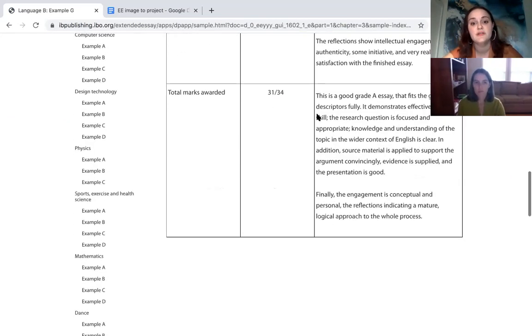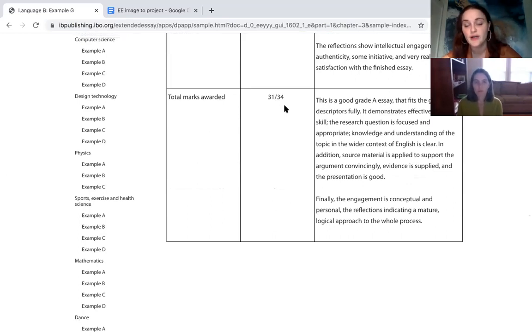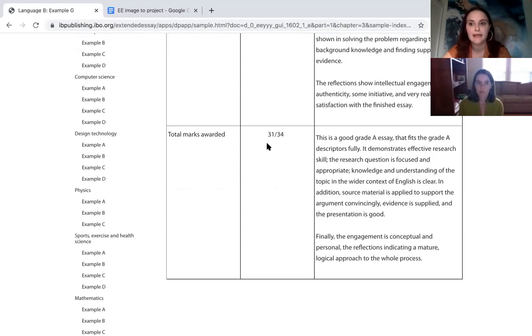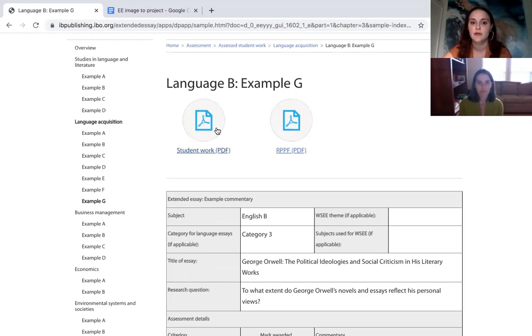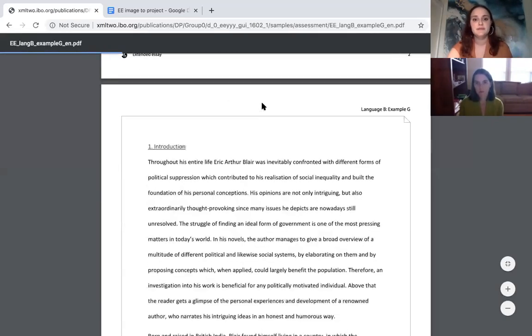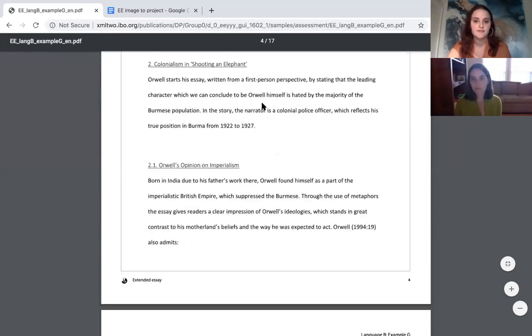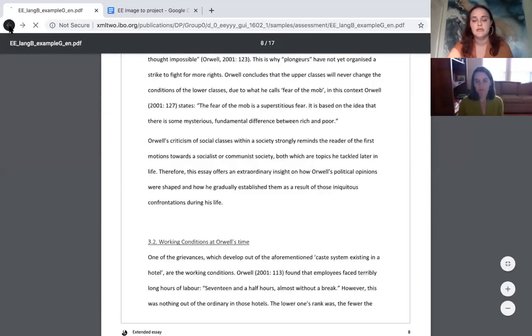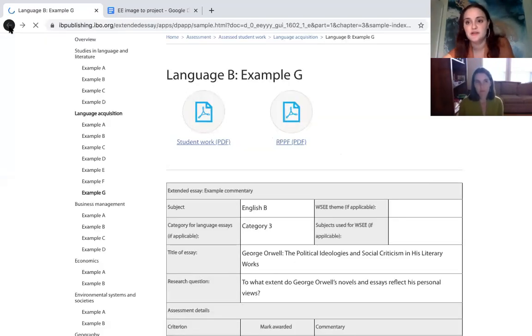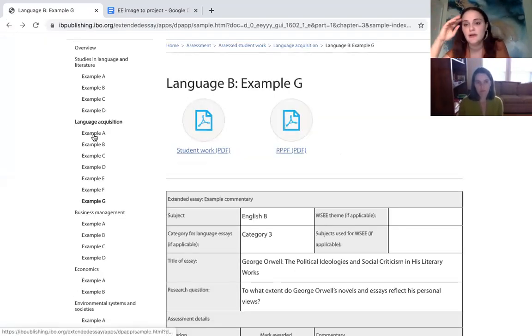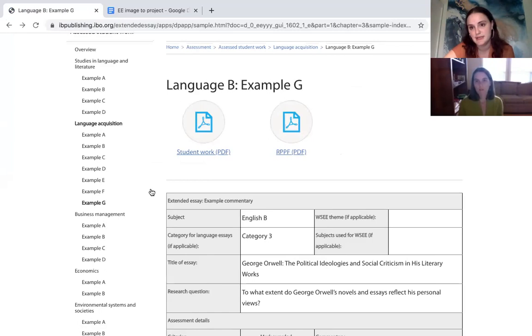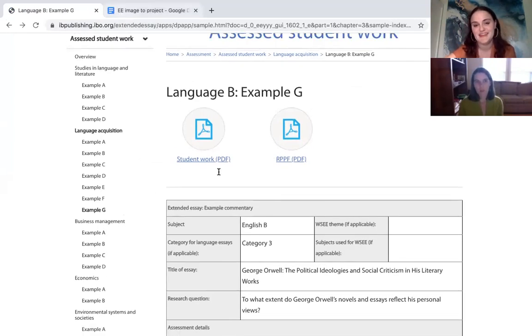If you scroll down, this is a really great example because it's a 31 out of 34, so that would be that A rating. This would be a great paper to look at. You're probably wondering how to look at it. You just click student work PDF and it brings up their entire extended essay. They've got tons of different examples. We talked about the table of contents, and we'll work on all of this formatting, but you can see it's pretty substantial. They've got essays that scored as low as 12, as low as 18, and as high as 33, 32. So I really suggest exploring this to see what's in store for you.